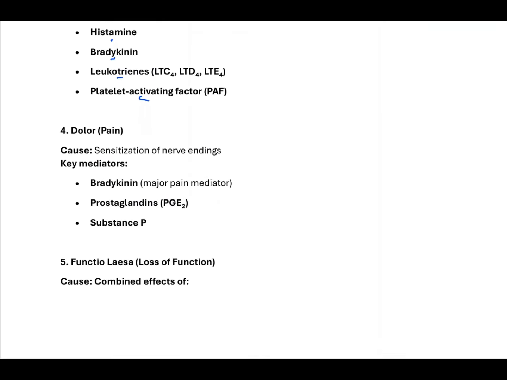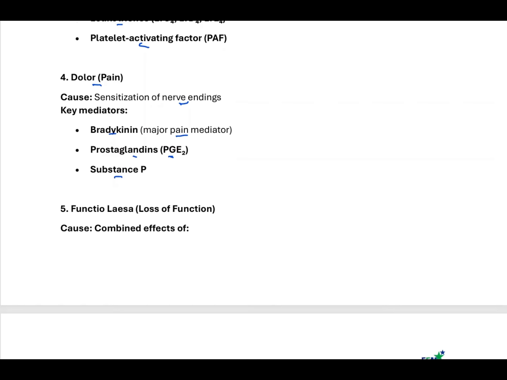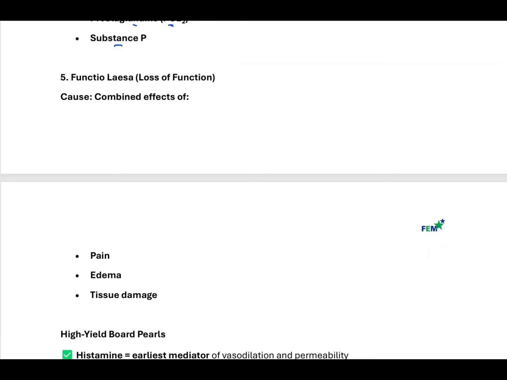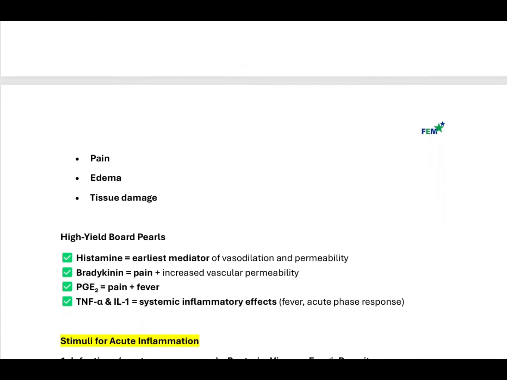The next cardinal sign of inflammation is dolor, which is pain. And what's causing this is sensitization of the nerve endings. And these key mediators include things like bradykinin, which is the major pain mediator. We have prostaglandin E2 and we have substance P. And these are the key chemical mediators for pain. And then the last one is loss of function. So everything we talk about, the pain, the swelling, and the tissue damage, all this could lead to loss of function. And that's the last cardinal sign of inflammation.